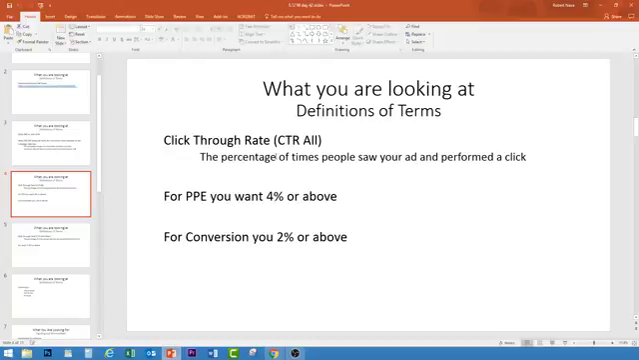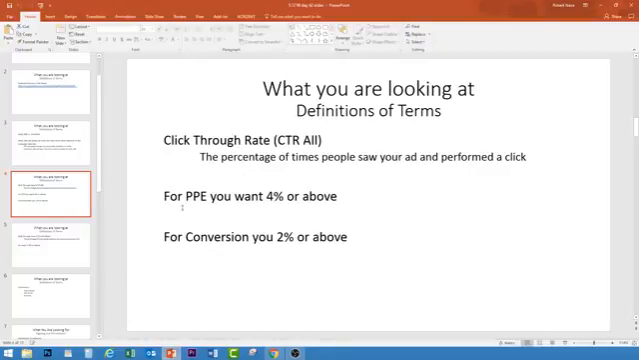These are baseline numbers. You could have some campaigns out there. Don't try to call me on this and say I have a campaign that's getting a click-through rate of 2.4 on a page post engagement and it's making me money. That's not my point. My point is this is typical. This is a baseline. This is standard, and a huge percentage of campaigns, these are the numbers that you want to be paying attention to. Okay, so you want to have above a 4% for your page post engagements, for your click all, and you want to have above a 2% for your conversion ads.